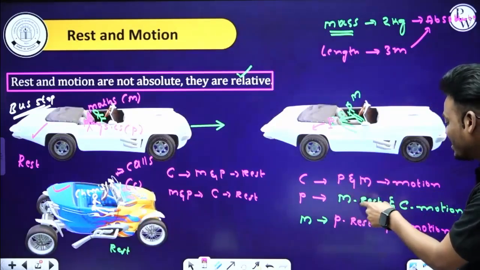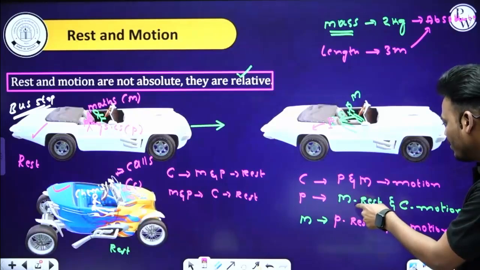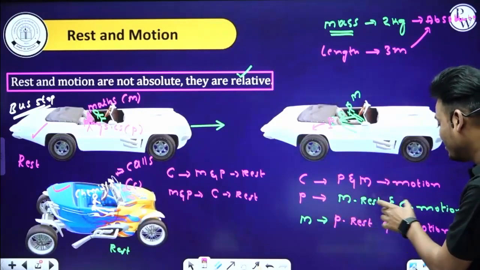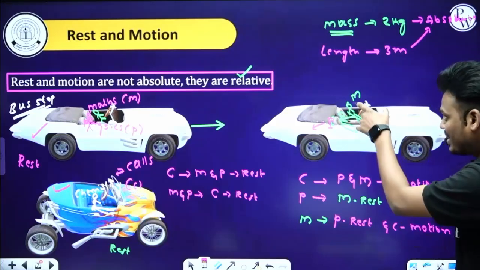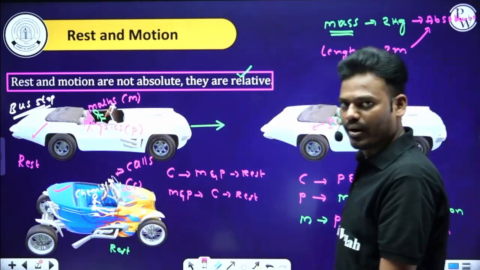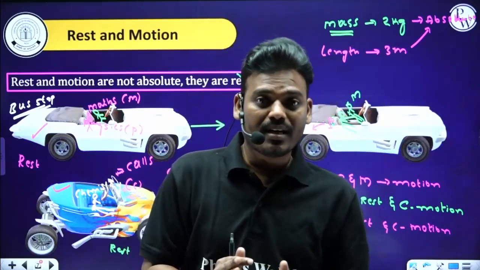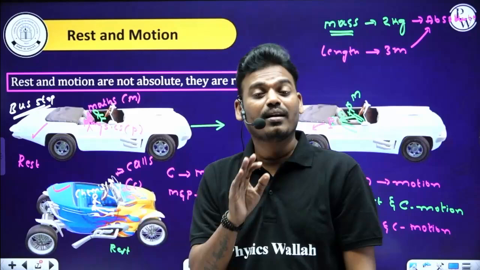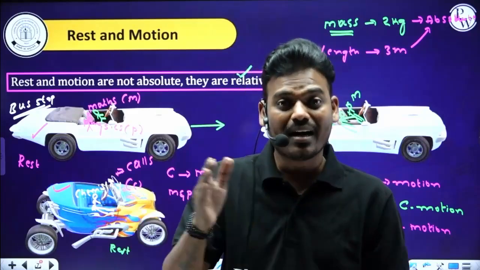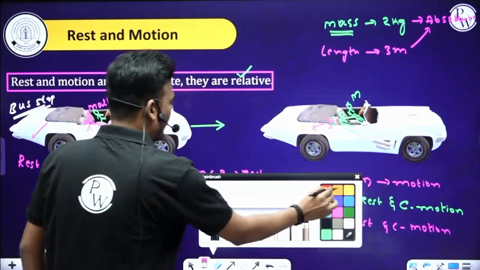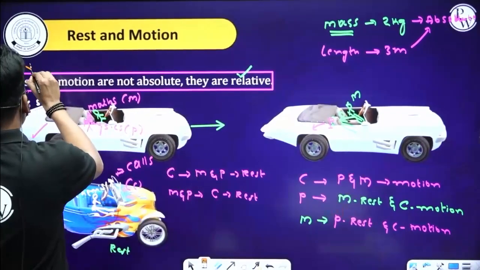But here, maths is at rest, right? With respect to chemistry, both are in motion. But with respect to physics, maths is at rest and chemistry is in motion. But with respect to maths, physics is at rest and chemistry is in motion. So we can conclude that this rest and motion are not absolute. They are relative. Got it? This is a very important point.